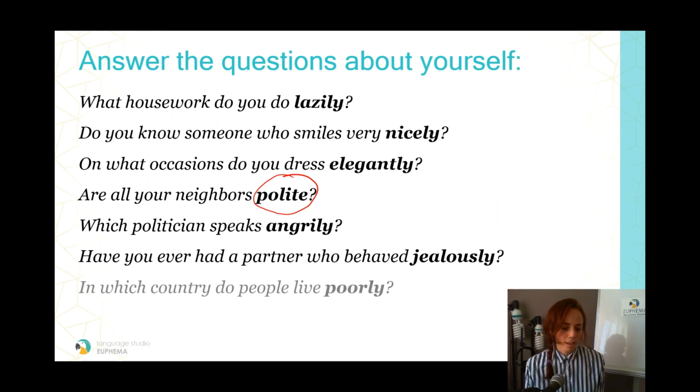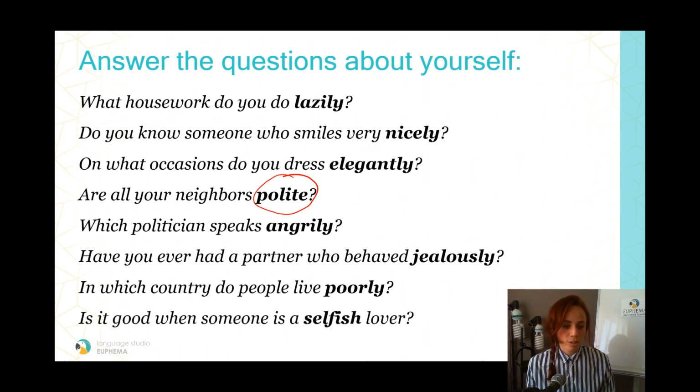Super. Next question. In which country do people live poorly? In many African countries, people live poorly. Where else in the world do people live poorly? Tell me. Do you think people in Slovakia live poorly? Okay, good. And my last question.